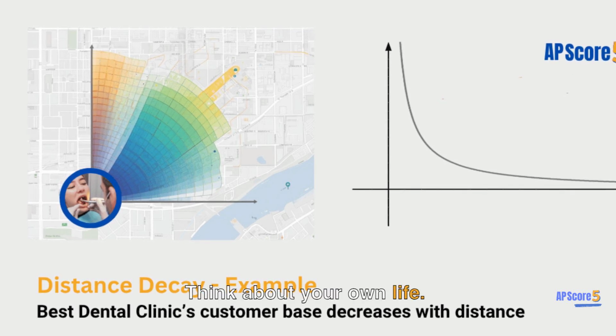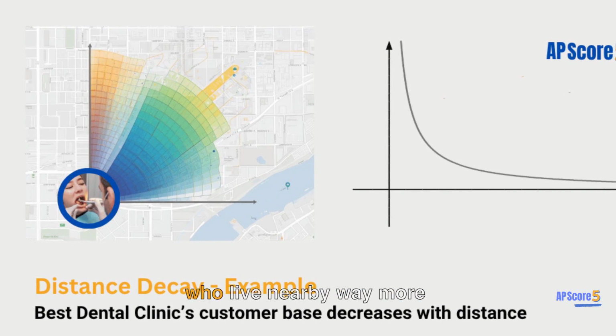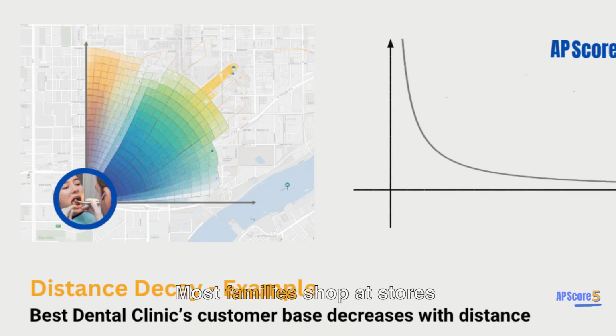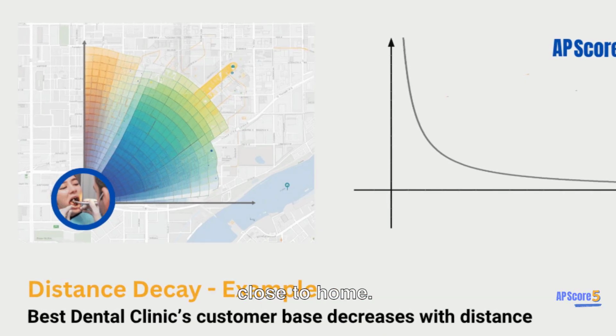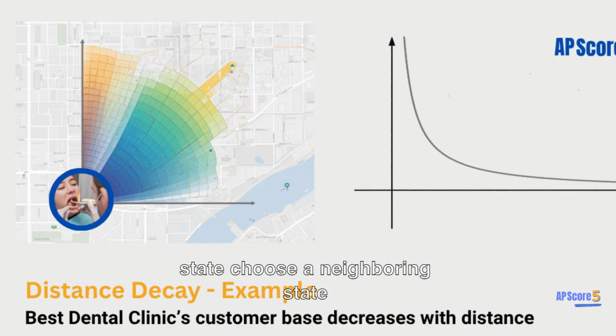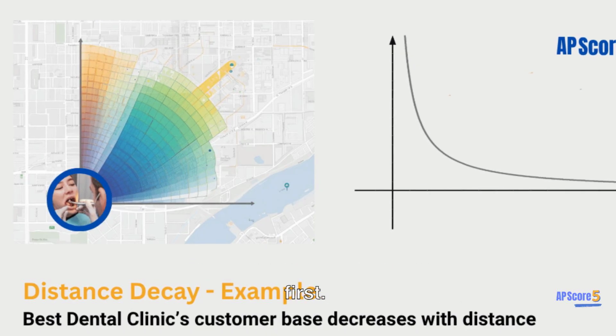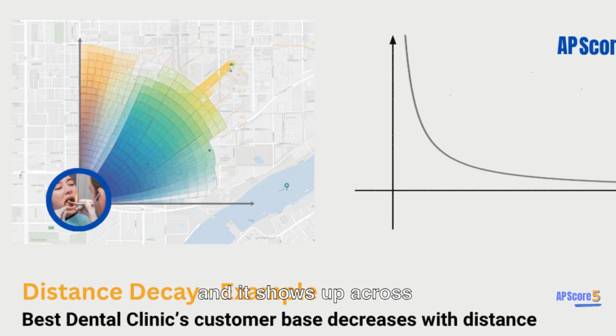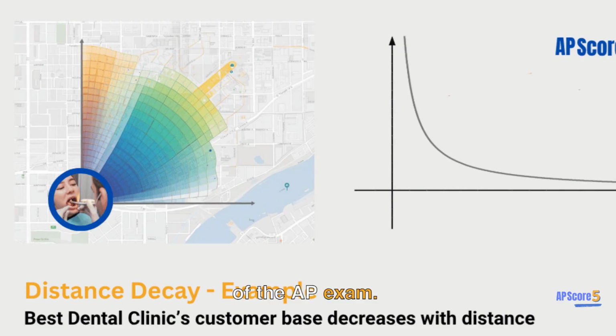Think about your own life. You meet up with friends who live nearby way more often than friends who moved out of state. Most families shop at stores close to home. Most people moving out of state choose a neighboring state first. That pattern is distance decay, and it shows up across at least 5 different units of the AP exam.